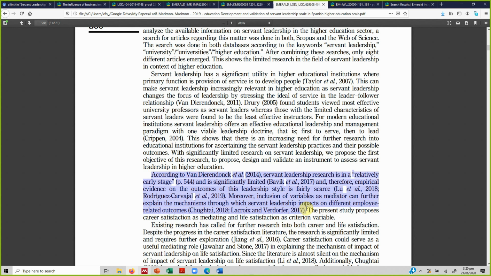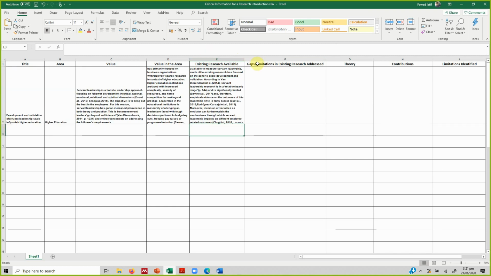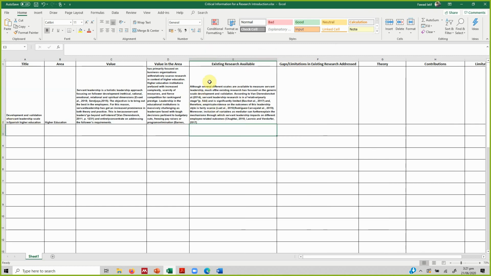just pertinent to servant leadership. But this paper has other variables as well. So there are other limitations as well that you need to copy and put in. Let's say this. Obviously, you can just increase the size of the cell so that all the information fits in. So this is existing research.